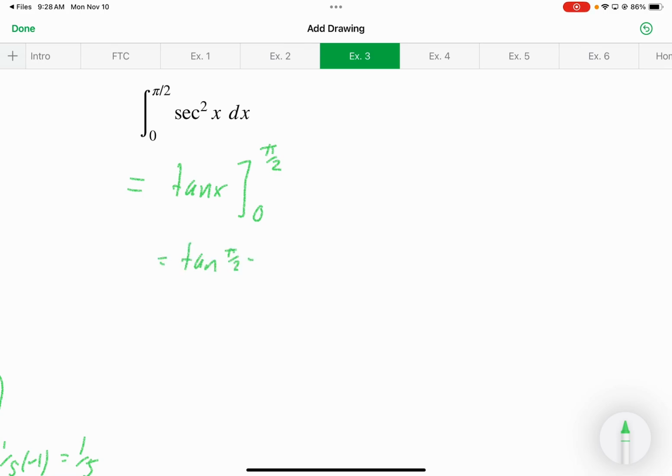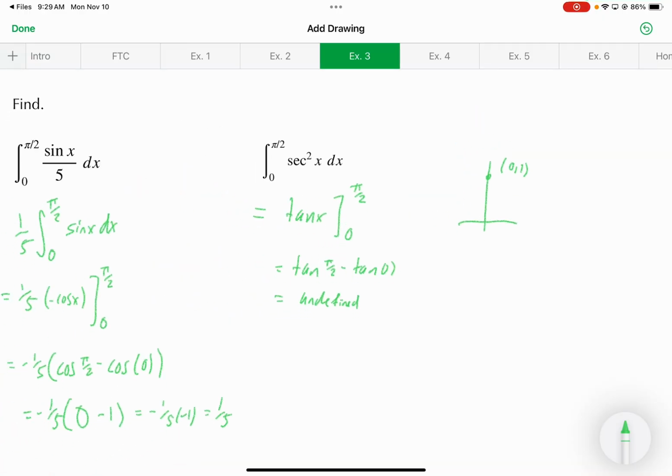All right, tangent of pi over 2 minus tangent of 0. Pi over 2 is up here. That's 0, 1. Uh-oh. Undefined. Our function is unbounded. So we cannot find our value, okay? My function is not continuous on the interval from 0 to pi over 2, so we cannot find the value of our integral, okay? Because our function is unbounded. No solution.